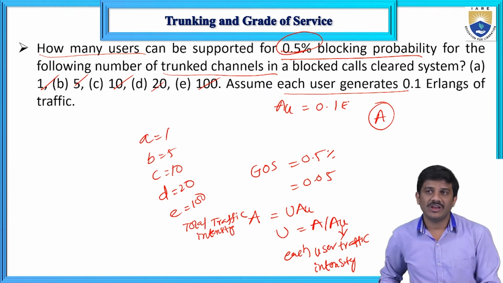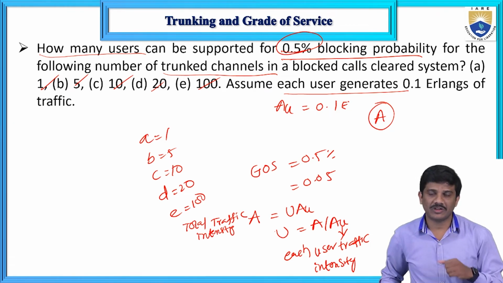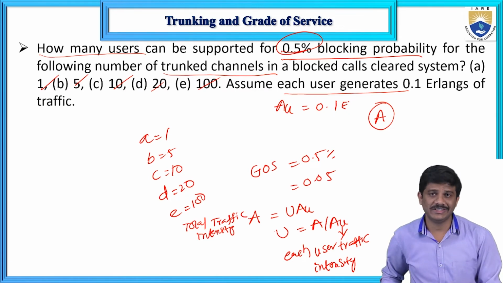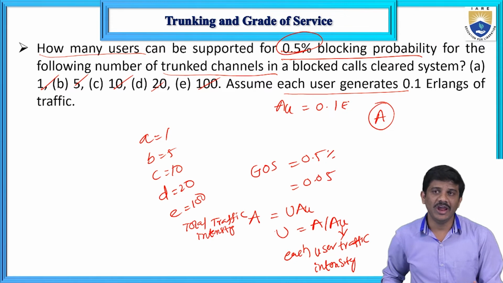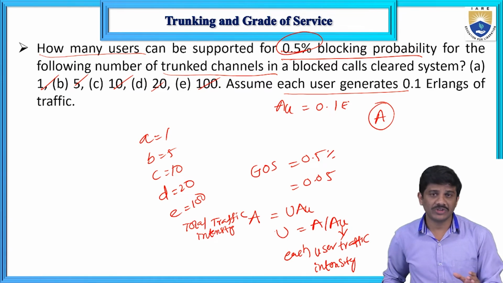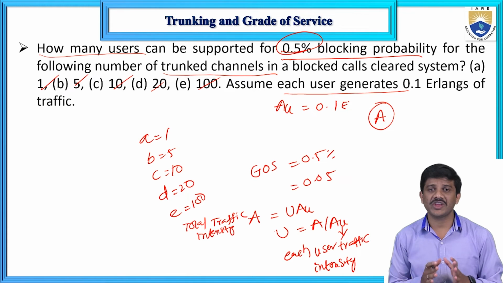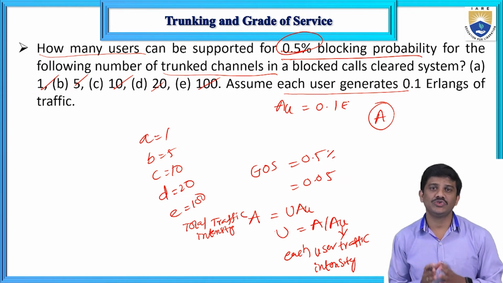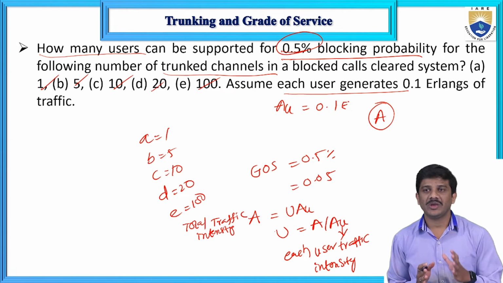They are asking, what are the trunk counts for the following Erlang B system: C equal to A1, B5, C10, D20, E100. Assuming each user generates 0.1 Erlangs. Okay, the 0.1 Erlangs is AU, that is, each user can generate 0.1. They are asking how many users can be supported. That means U equal to A by AU.